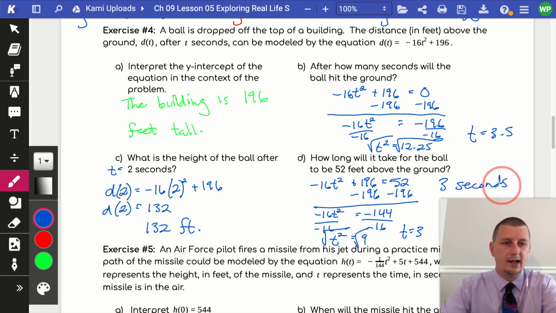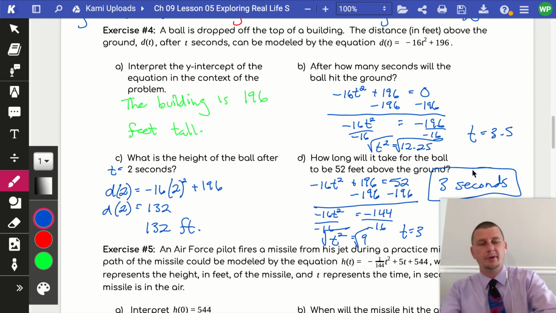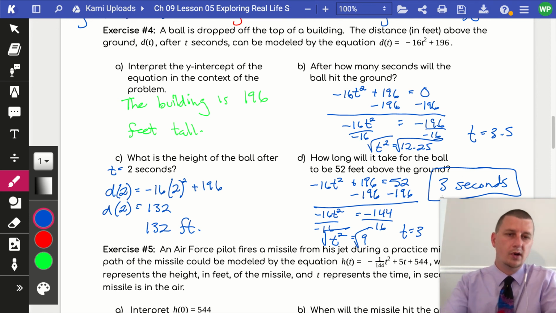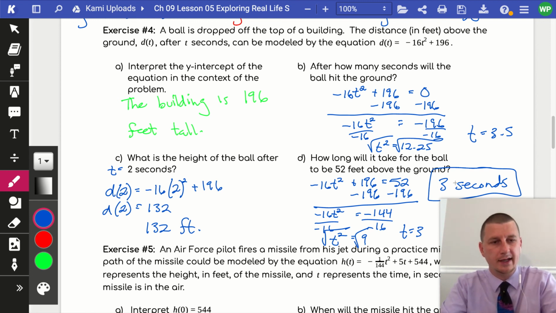And again, we used algebra to solve that question. Although we could have put it in our calculator and looked for where the y value is 52, what was the x value? And you'll see that the x value is 3 there as well.